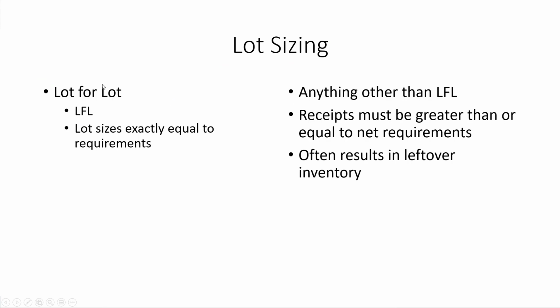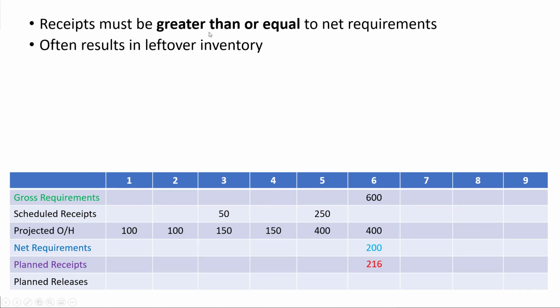Lot sizing. Lot for lot is most common. You'll see a lot of those. That means you can order them on a per piece basis. You can order a quantity of 1 or uneven numbers. Lot sizes will always exactly meet requirements when you're given lot for lot. Anything other than lot for lot, that means the receipts must be greater than or equal to the net requirements. This often results in leftover inventory. So this is an example where you must buy a full case or a full pallet. You're not able to buy on a buy each basis. So again, receipts must be greater than or equal to the net requirements.